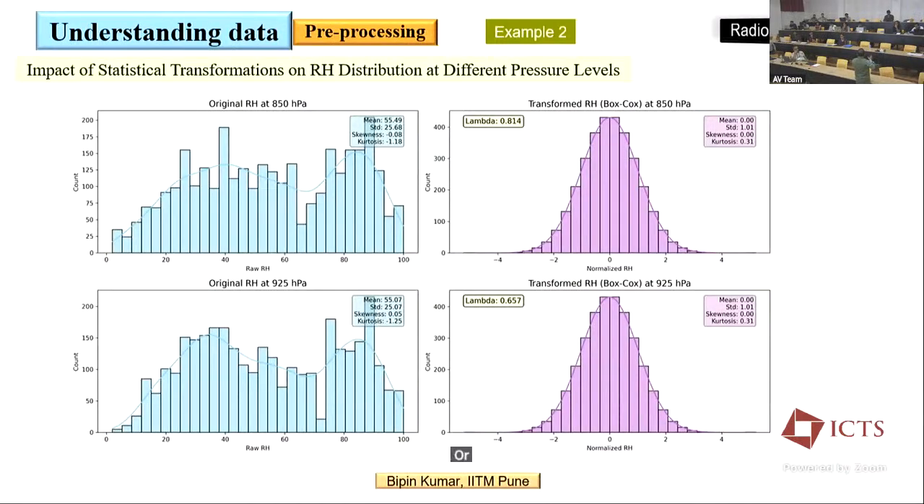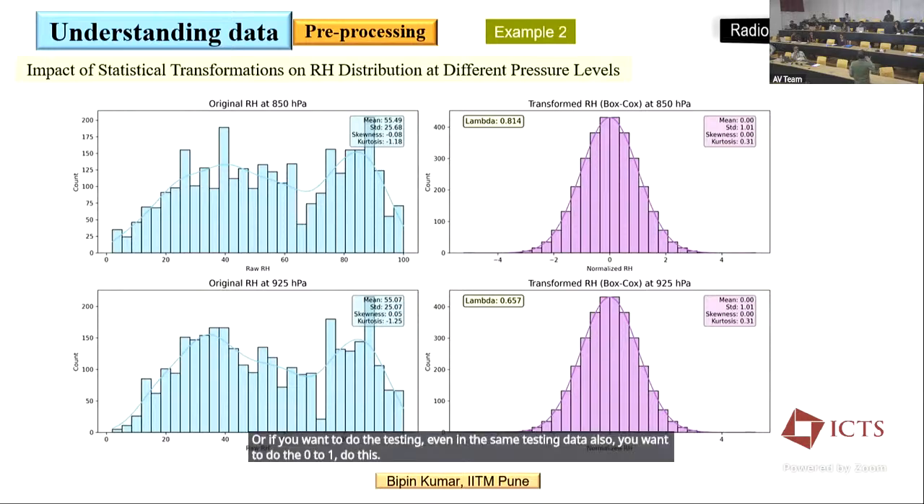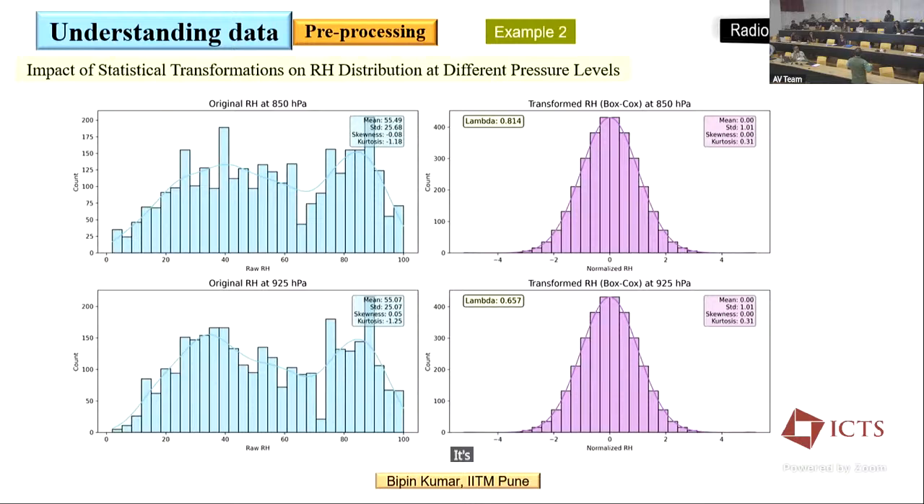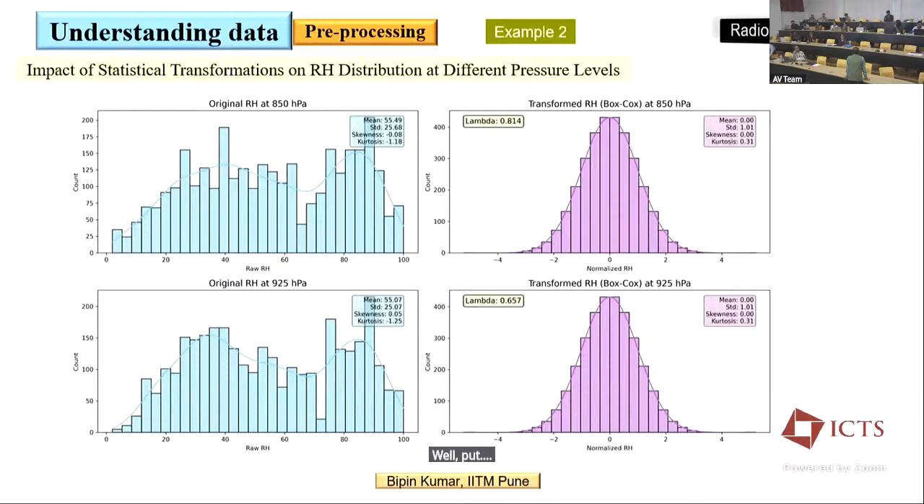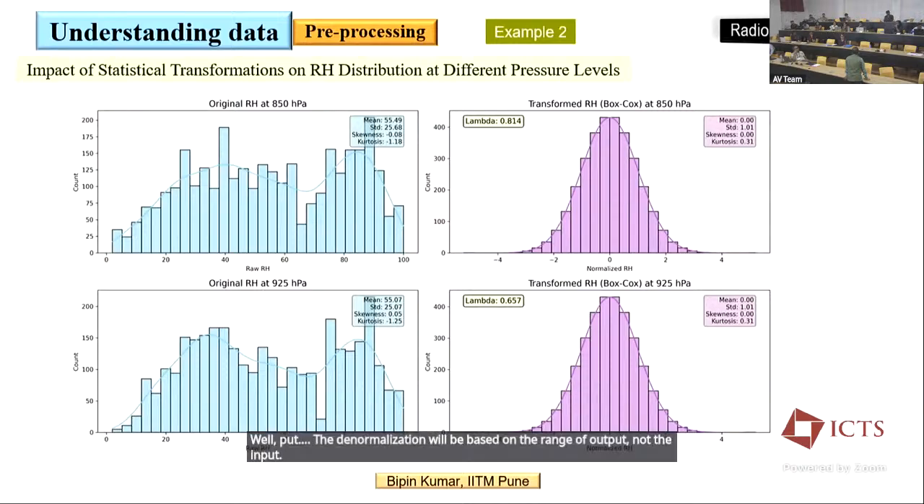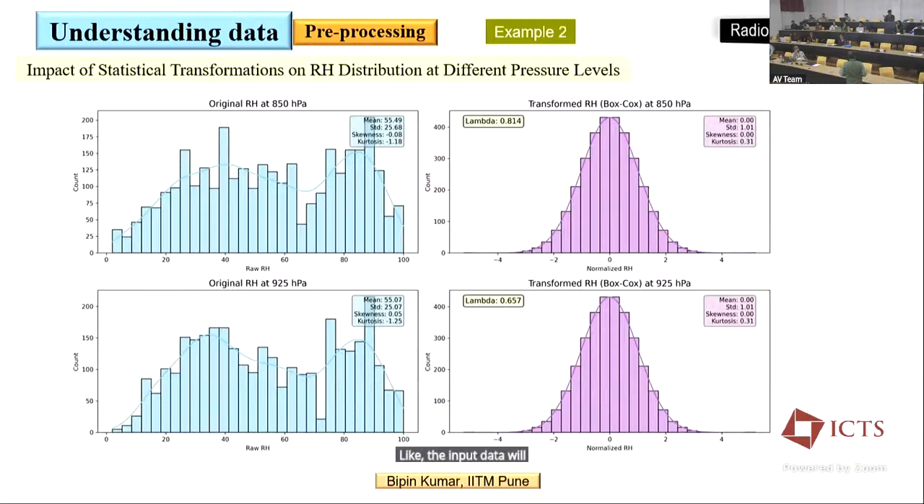Even if you want to do the testing on the same testing data, you do the 0 to 1, do the testing, but when you see the result, everything you have to denormalize. Every variable has to be denormalized based on its range and unit. The denormalization will be based on the range of the output, not the input. The input data will have a different range.